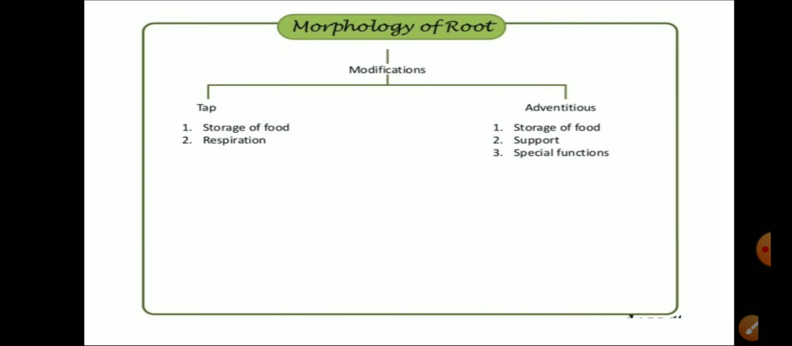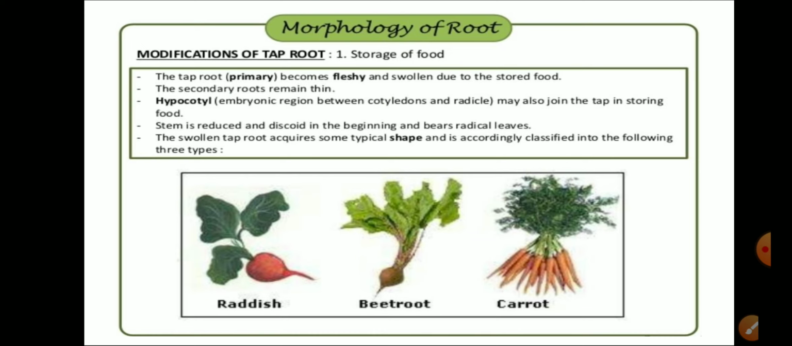Morphology of roots, in this we have modifications. There are two types of modifications of roots. Very first is the tap root, another is adventitious roots. Taproot acts as storage of food and respiration. The adventitious roots act as storage of food, support, and they perform special functions.